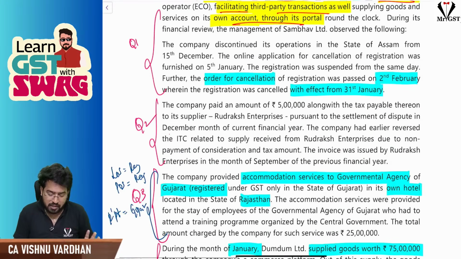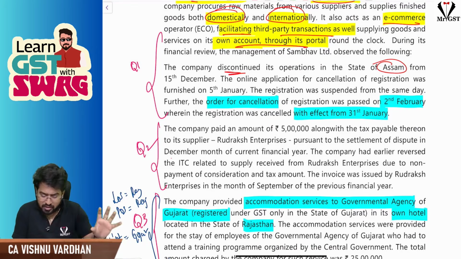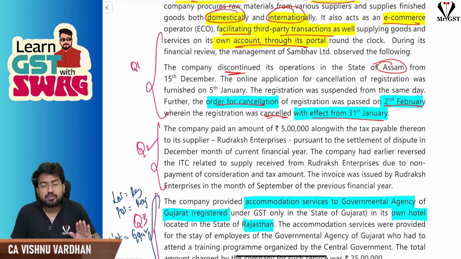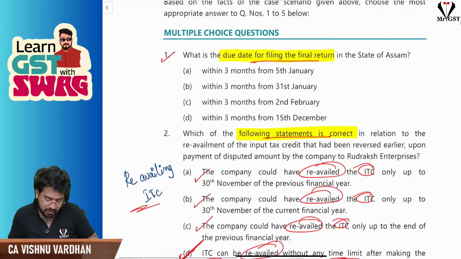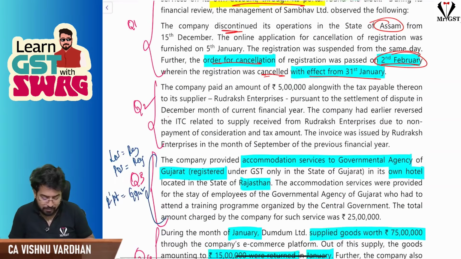Now they have given the following details, and if you see, there are 5 paragraphs related to 5 questions. In the first paragraph, they give information regarding discontinuing the operations in the state of Assam and applying for cancellation. They give various information, the registration suspended, application to cancel. This is not required for us. We need to check the order of cancellation, 2nd Feb, and it is cancelled with effect from 31st January. We should see whichever is later, which is 2nd Feb. From 2nd Feb, within 3 months, you should file the final return. So 3 months from 2nd Feb is the answer here. Okay, simple.